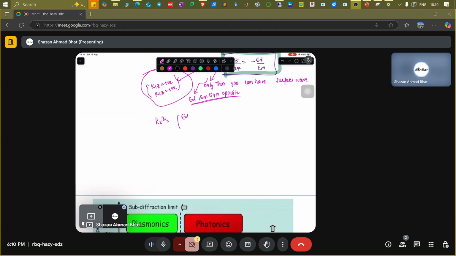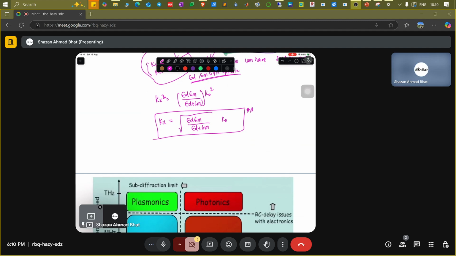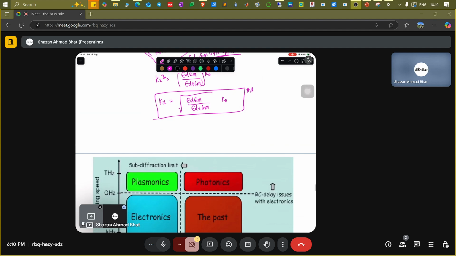to epsilon d epsilon m divided by epsilon d plus epsilon m, K naught square. So you can write kx to be equivalent to square root of epsilon d epsilon m divided by epsilon d plus epsilon m k naught square, where k naught is the free space propagation, or the free space wave vector, and this gives us the dispersion for surface plasmon polariton.